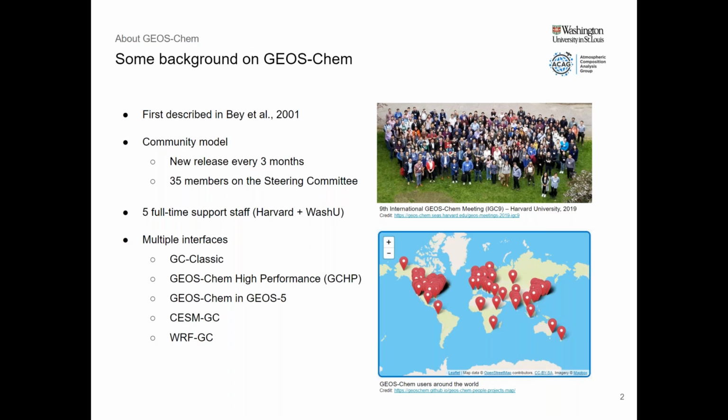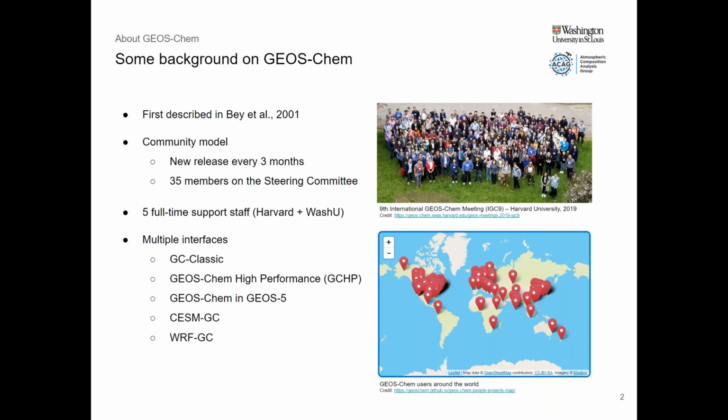We try to put out a new version of the model every 3 months. Those updates have new scientific updates, as well as gradual structural updates to the model. The model development priorities are governed by a steering committee that we have, which currently has 35 members representing 5 countries. And we do have a support team. We have five full-time staff members that we call the support team, 4 at Harvard, and then myself at WashU. We work on receiving those updates from the community and integrating them into the model, as well as testing each model before we ship it out to the community.